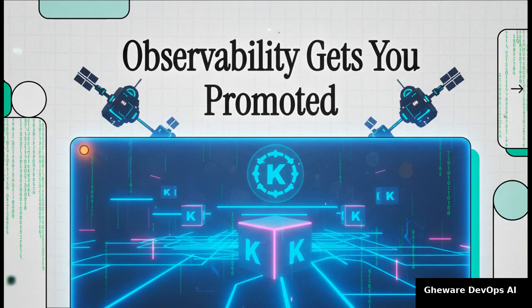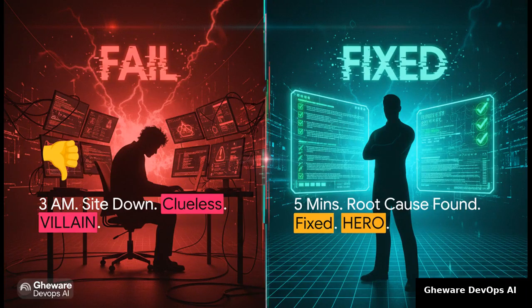And over the next few minutes, I'm going to show you why mastering it is your fastest path to getting that next promotion. See, without observability, you're the villain, just scrambling around in the dark. But with it, the whole story changes. An alert fires. Your dashboard immediately points to the failing service. The logs show you the exact error, and a trace leads you right to the root cause. Boom. The site's back up in 5 minutes. You're not just a developer anymore, you're the hero.